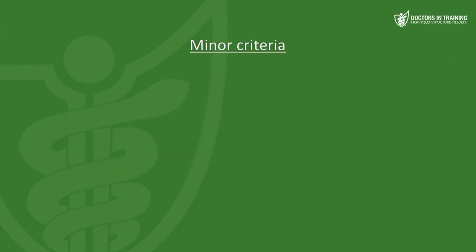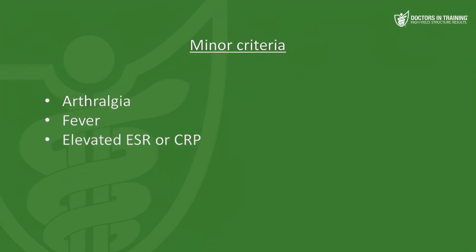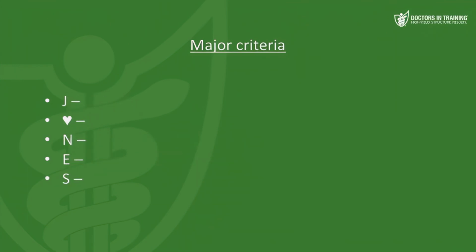Now, for the minor criteria, these are kind of nonspecific and less important for test taking. They include arthralgia, fever, elevated ESR or CRP, and a prolonged PR interval on your EKG. Like I said, I think the major criteria are more important to know than the minor criteria, so I want you to pause the video and take this opportunity to write out the Jones major criteria. Remember that these are the ones that are supposed to spell out Jones.